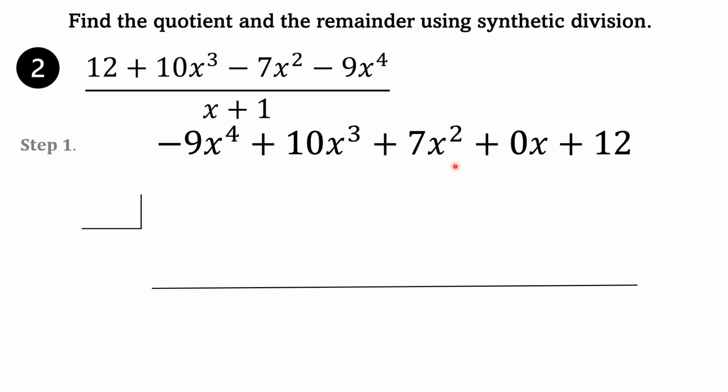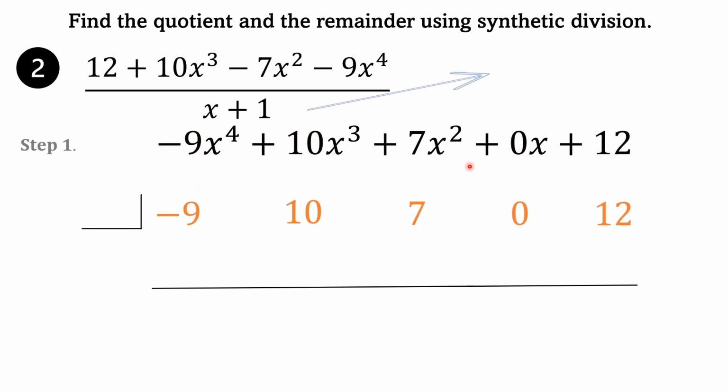So as you can see, power of 1 is missing. By checking the exponents, starting with the degree, we have 4, 3, 2, 1, 0. So degree or power of 1 is missing. Place 0 for it. Then list the coefficients of the dividend in the first row of the synthetic division.